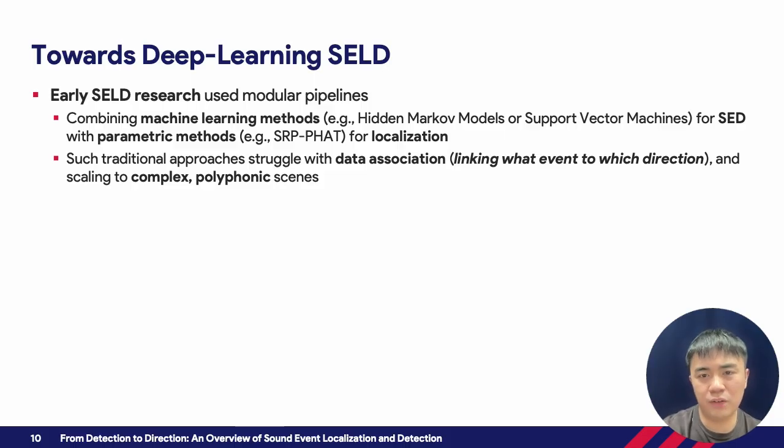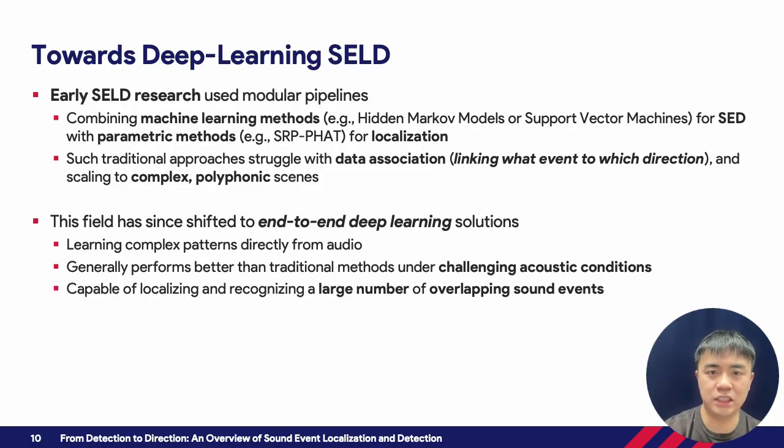In a complex polyphonic scene with many overlapping sounds, this task becomes nearly impossible to solve. So this is precisely why the field has shifted towards end-to-end deep learning solutions. Instead of treating it as two separate problems, a single deep learning neural network learns to perform the joint tasks simultaneously. It learns the complex patterns directly from audio, and in doing so, intrinsically solves the data association problem.